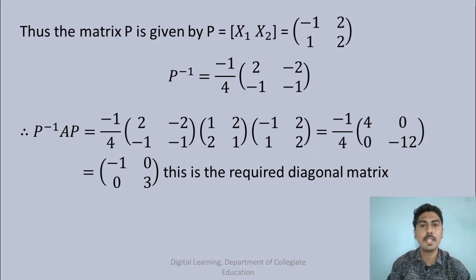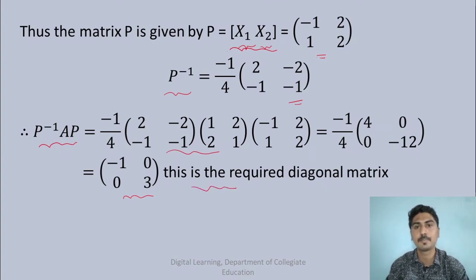Now the matrix P is nothing but x1 x2, where the first column is the first eigenvector and the second column is the second eigenvector, minus 1 2 1 2. If you find P inverse, we get minus 1 by 4 2 minus 2 minus 1 minus 1. Now we shall consider P inverse AP. If you solve this, you will get minus 1 0 0 3, which is a diagonal matrix.